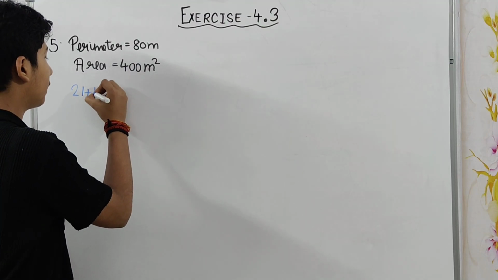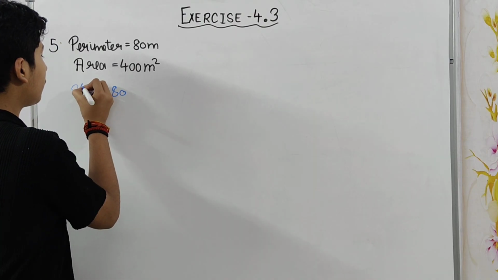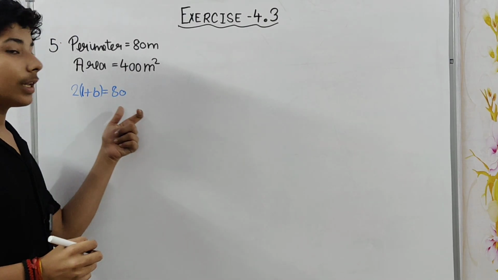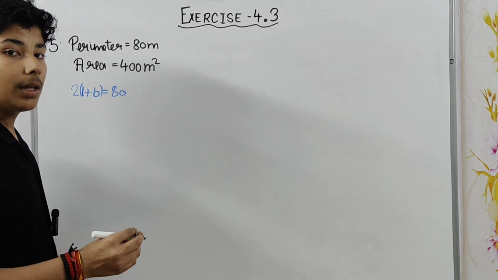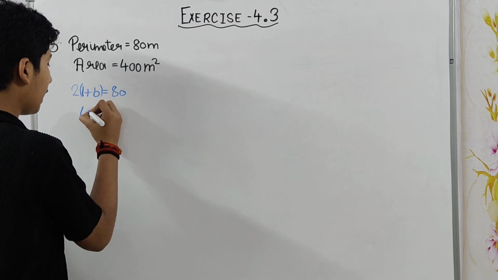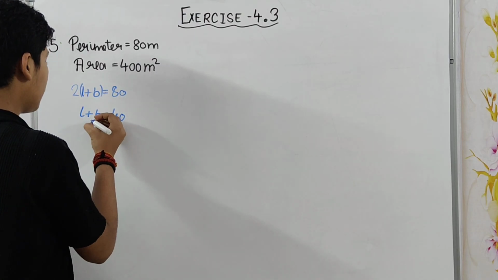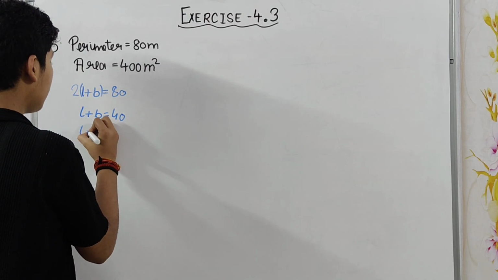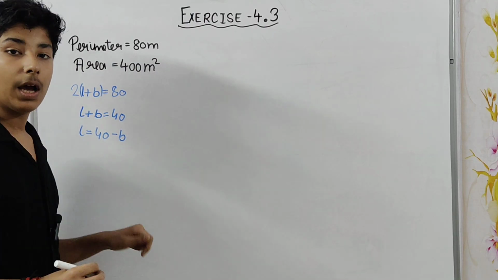2 into L plus B equals to 80. 2 into length plus breadth is the formula of finding the perimeter of a rectangle. Okay, so 2 into L plus B is 80. So L plus B is 40. Now L will be 40 minus B. I hope this is clear.